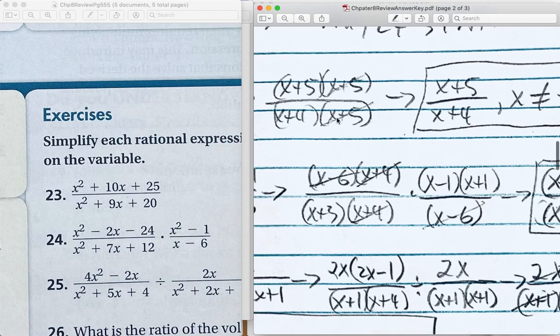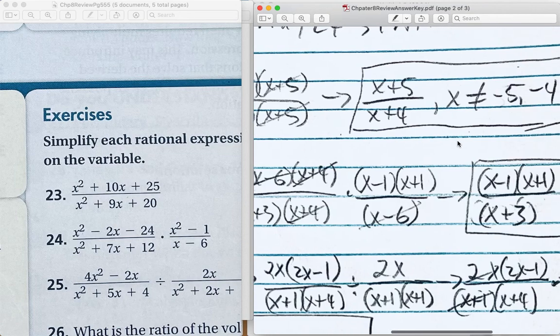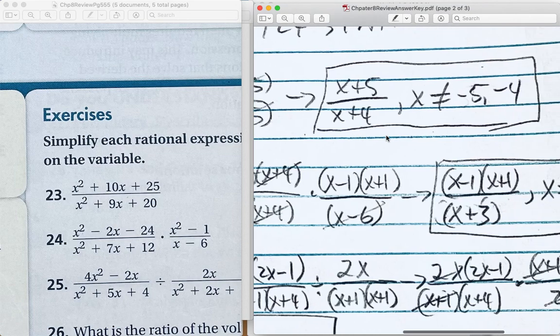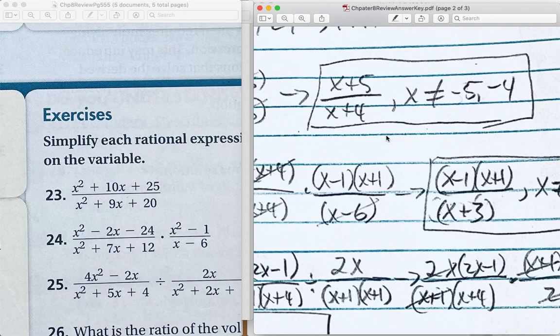We cross out x plus 5 on top and bottom, and that leaves us with x plus 5 over x plus 4. This is our simplified version: x plus 5 over x plus 4, where x cannot be negative 5 or negative 4.